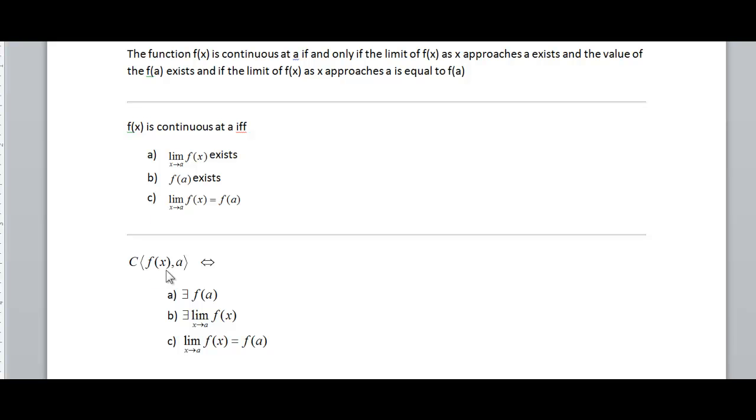continuity of f of x at a, if and only if, that is, we're going to define here the meaning of these symbols in terms of what continuity at a point means, and it's one, the value of the function exists at a, two, the limit of the function exists at a, and three, the two match. That's the statement of continuity.